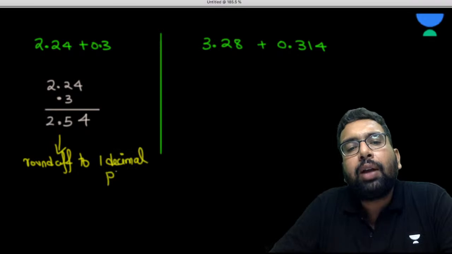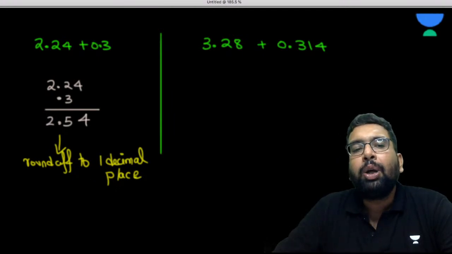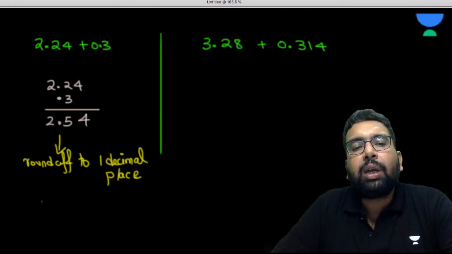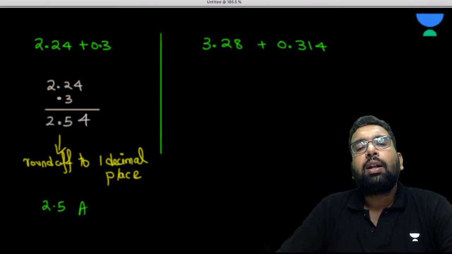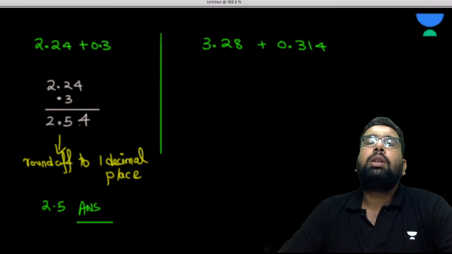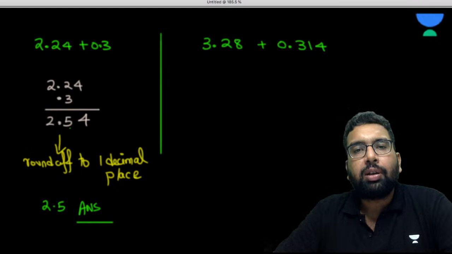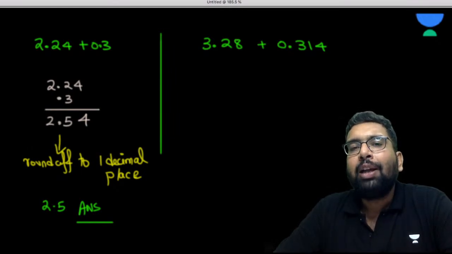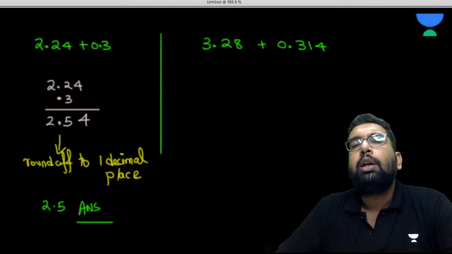Sir, how are we going to round off to one decimal place? You round off in the same way as we have learned. So it will become 2.5 only. This is going to be your final solution. Why so, sir? Because this is 2.54, so you focus on the digit after 5, which is 4. This is less than 5, so you keep it the same. Now let's do this.